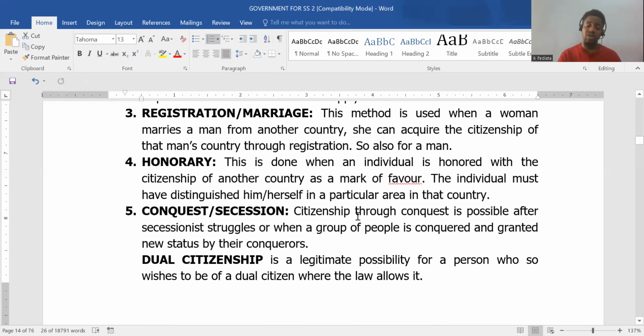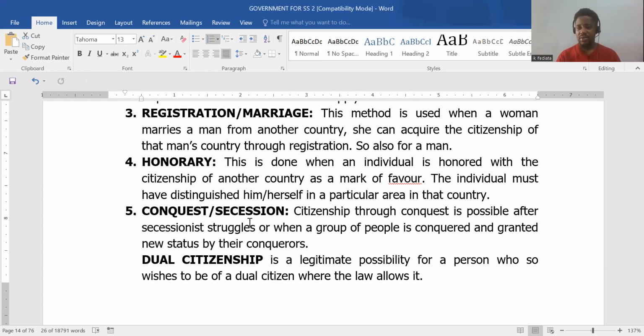Now, citizenship through conquest is possible, right? Let's say America invades Nigeria and conquers Nigeria, right? So they sort of destroy everything that has to do with Nigeria and forcefully confer American citizenship on us, on Nigerians.